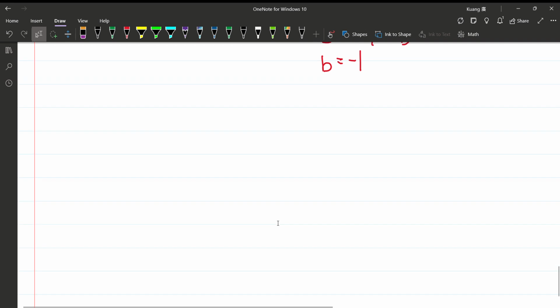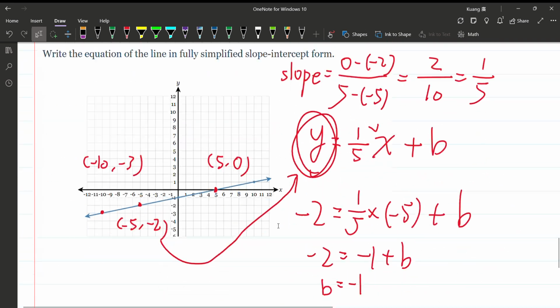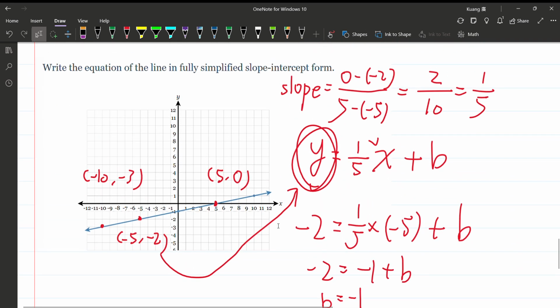Okay, next. Do we have a next? Okay, I think that's it. If you don't understand, you can watch it again. You can send me a message with your question, and I really do hope you understand. This is a very important concept for slope and equations. You will see many questions related to slope and equations. Okay, good luck.